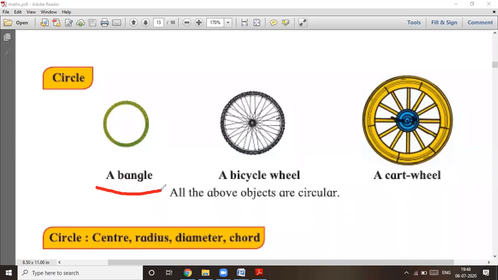You might have seen the bangle. Another example is a wheel of a bicycle, then a cart wheel. So these are all of circular shape, and they are known as circles. So what are the important things to learn in a circle are given to you.